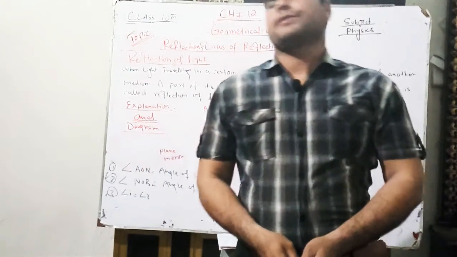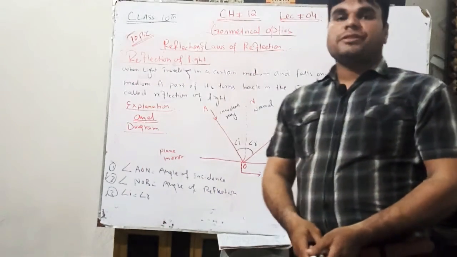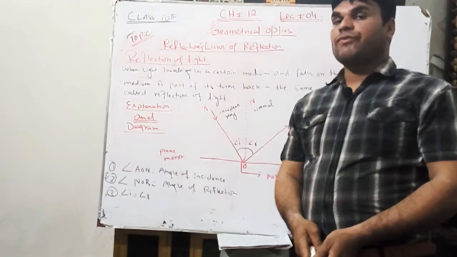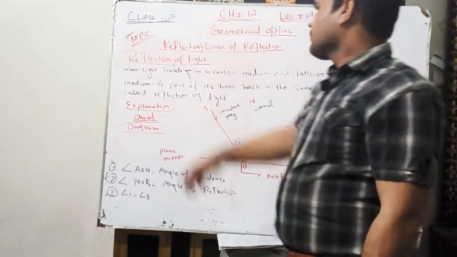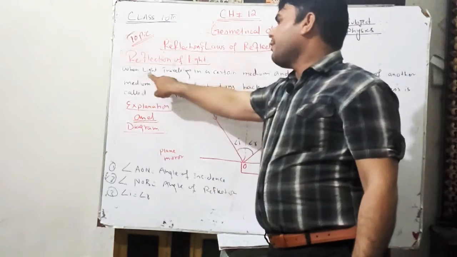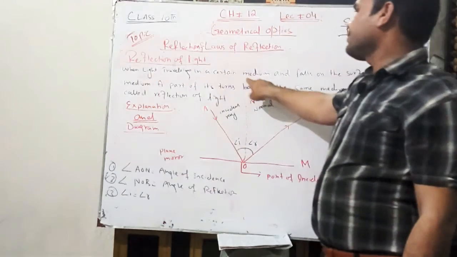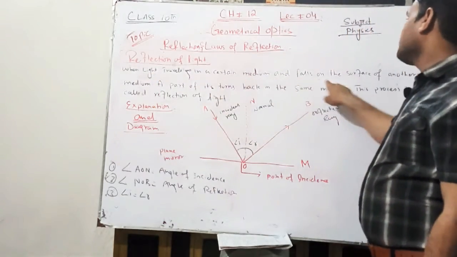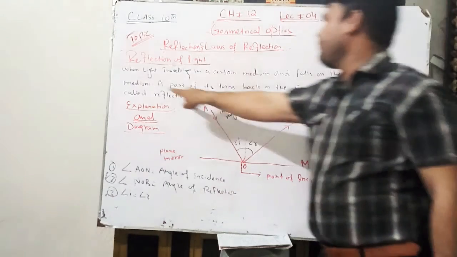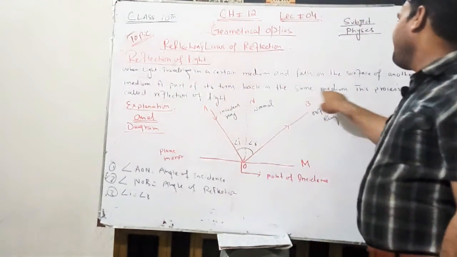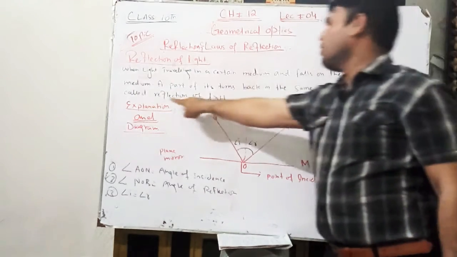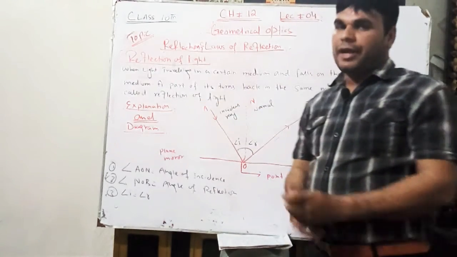Today our topic is reflection of light and laws of reflection. What is reflection of light? When light traveling in a certain medium falls on the surface of another medium, a part of it turns back in the same medium. This process is called reflection of light.